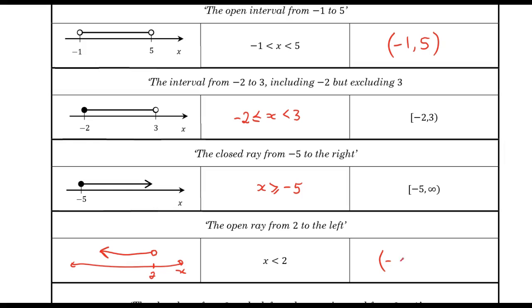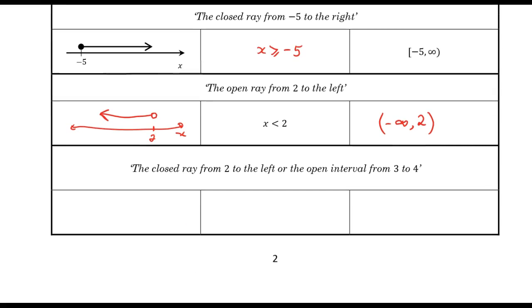Negative infinity here on the left, and a 2 on the right. And it doesn't include 2, so a round bracket again. Now, I have a few more things here: a closed ray from 2 to the left, or the open interval from 3 to 4.